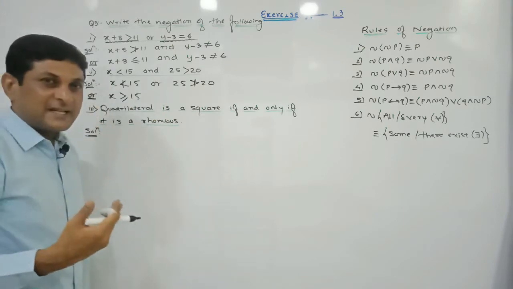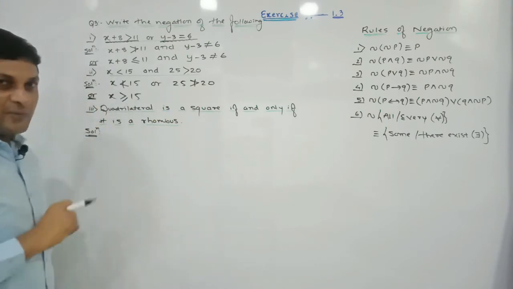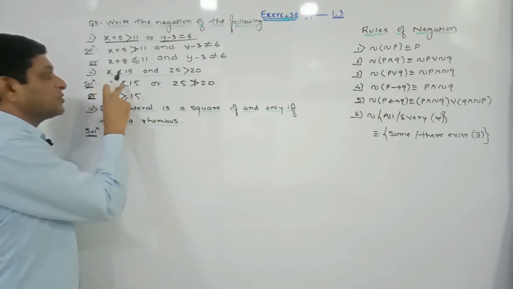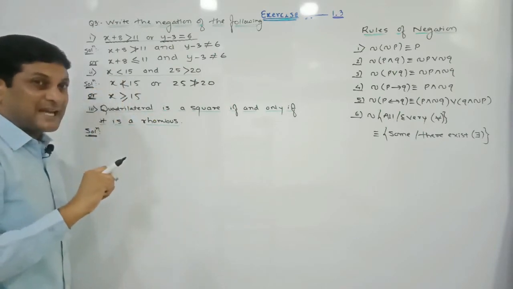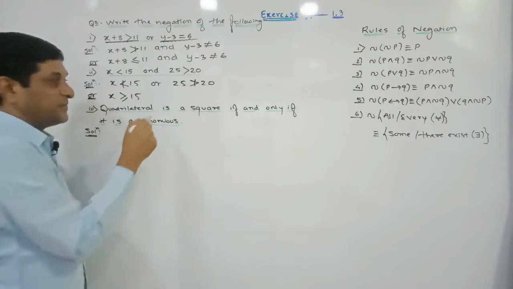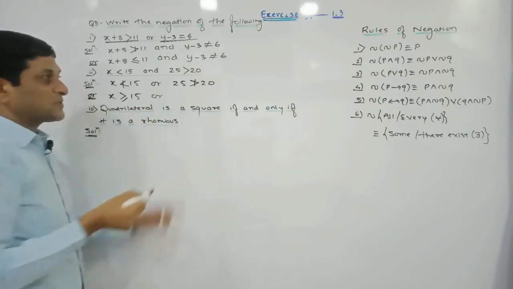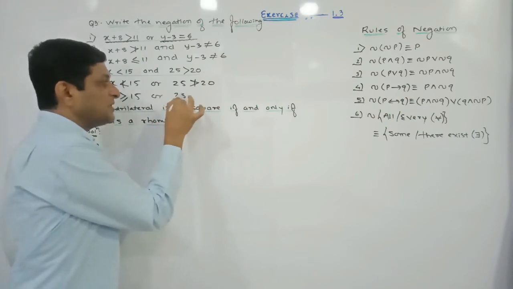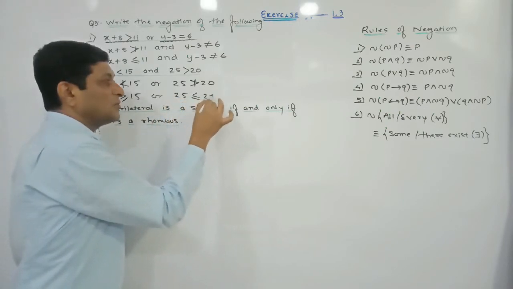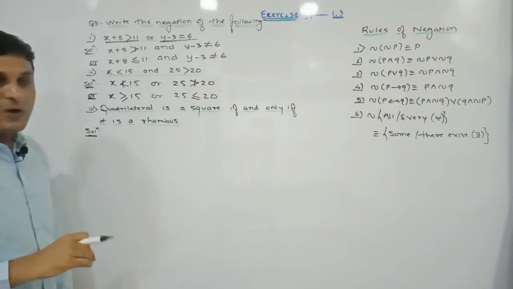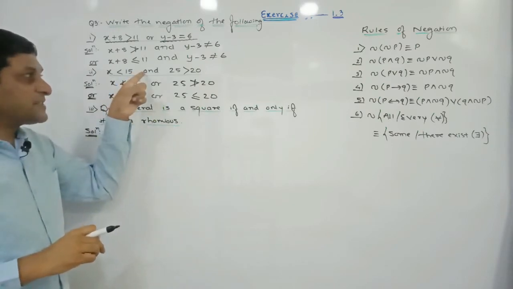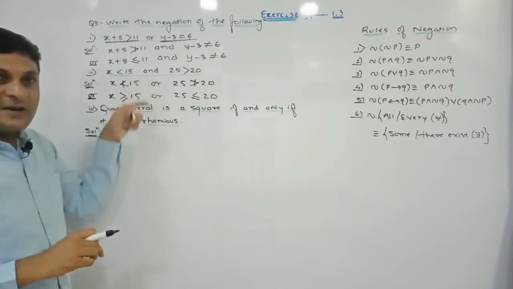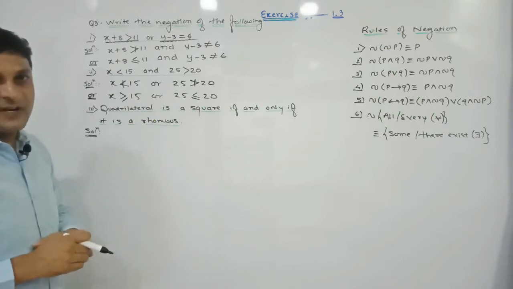Again, this answer can also be written in another form. Observe here, X is not less than 15. Not less than means either greater or equal to 15. Or keep it as it is, 25 is not greater than 20. Not greater than means maybe less or maybe equal to 20. In this way we have got the negation of this statement. We are able to write down our answer in these two different forms.